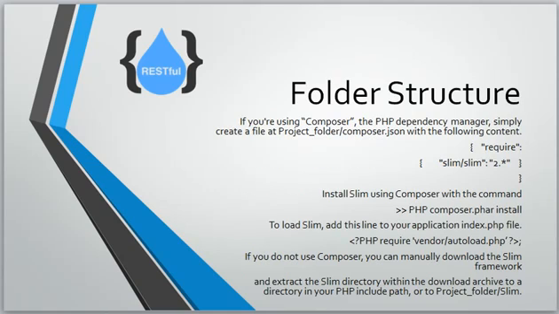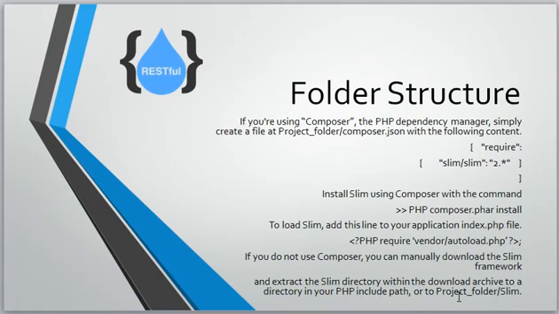Now let's create the folder structure for the Slim project. If you want to use any dependency management tools like Composer, you can create a folder, give a proper name to the folder and then create a file with the name composer.json. Add the lines to that file as shown here, and then run the command php composer.phar install. This will download the dependencies from the internet and add them to the path inside your project.